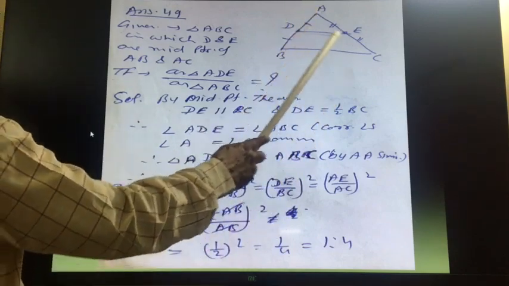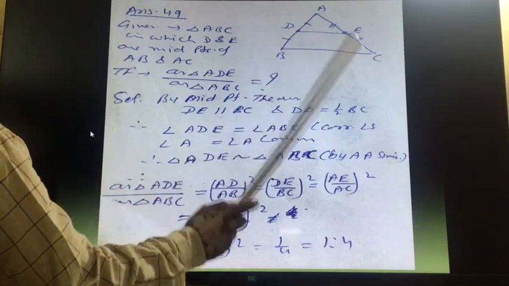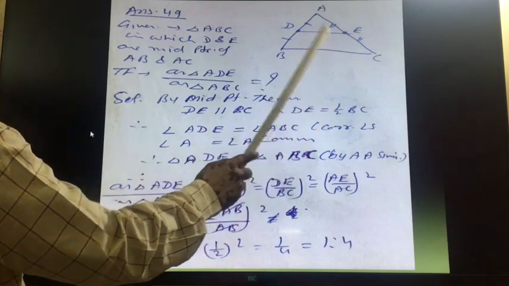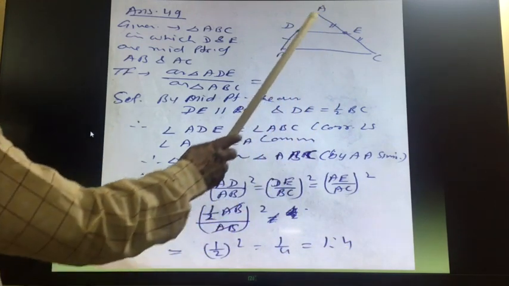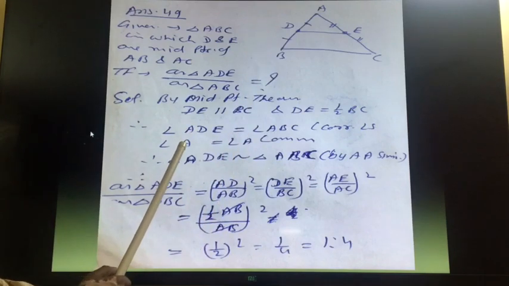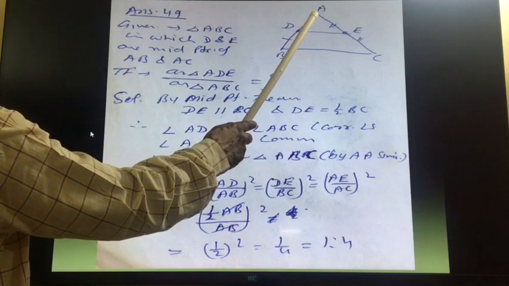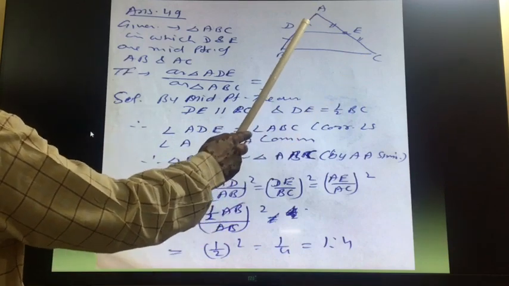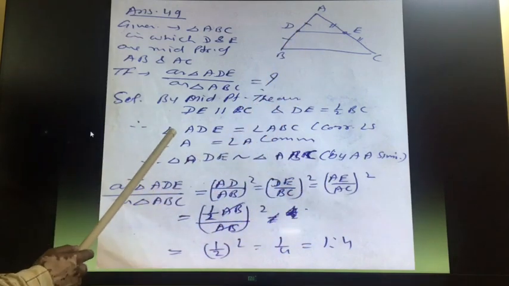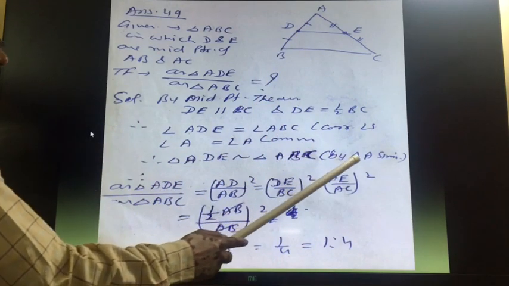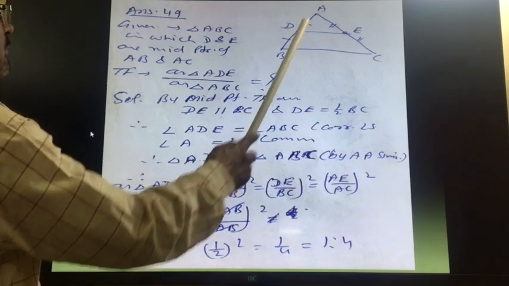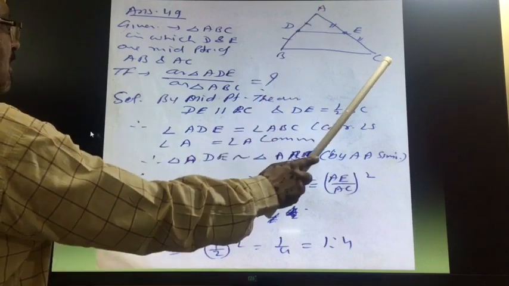I am taking the help of this because DE is parallel to BC. So angle ADE will be equal to angle ABC and angle AED will be equal to angle ACB, and angle A is equal to angle A, common. So two angles are equal in both triangles, angle ADE and angle ABC being equal corresponding angles. Therefore these two triangles are similar by angle similarity. So triangle ADE, the small one, is similar to triangle ABC, right?